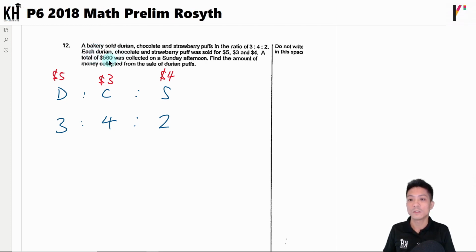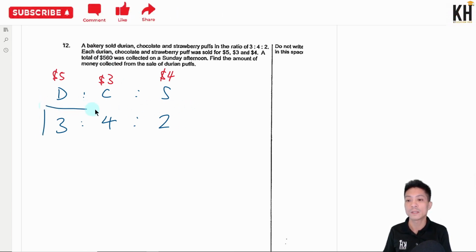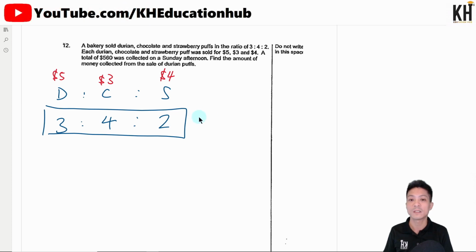Okay, so a total of $560 was collected. So treat this as one group, where there is exactly 3 durian, 4 chocolate, and 2 strawberries. Okay, so I'm going to find the total of one group.